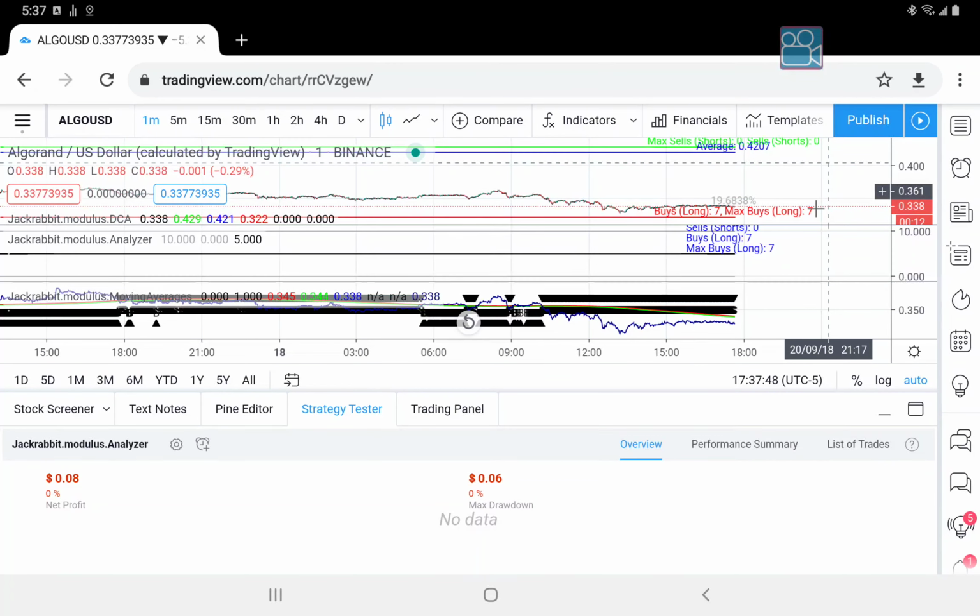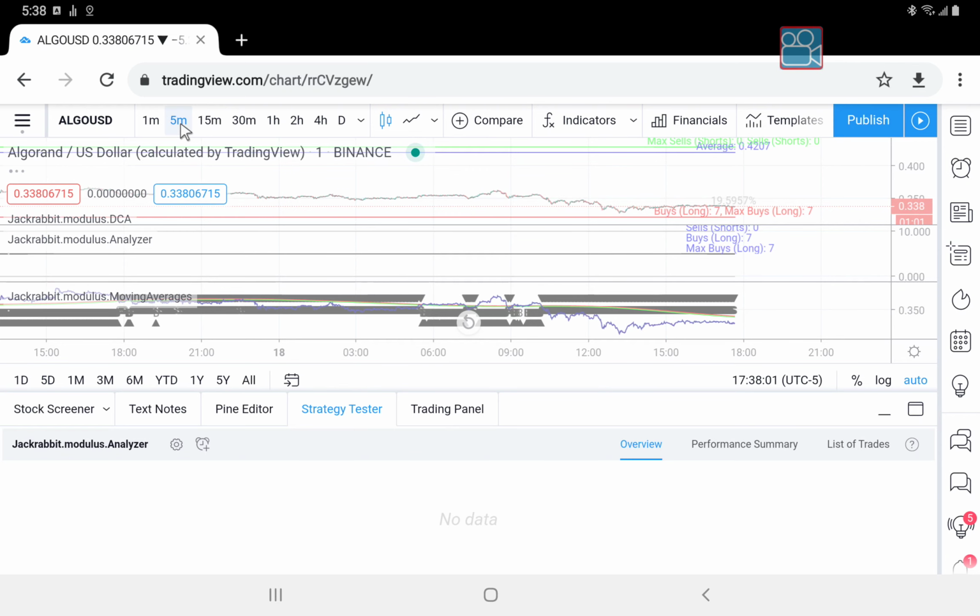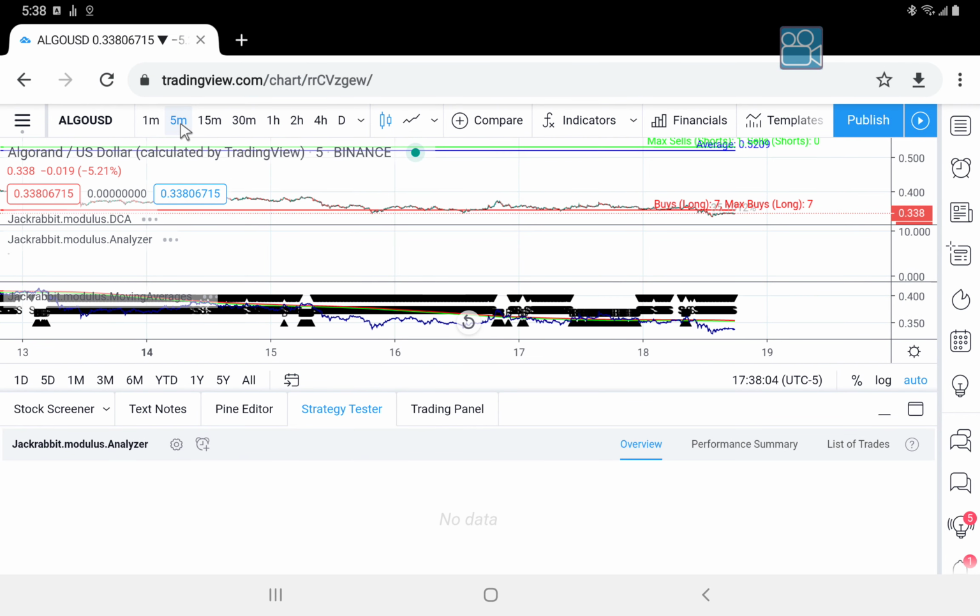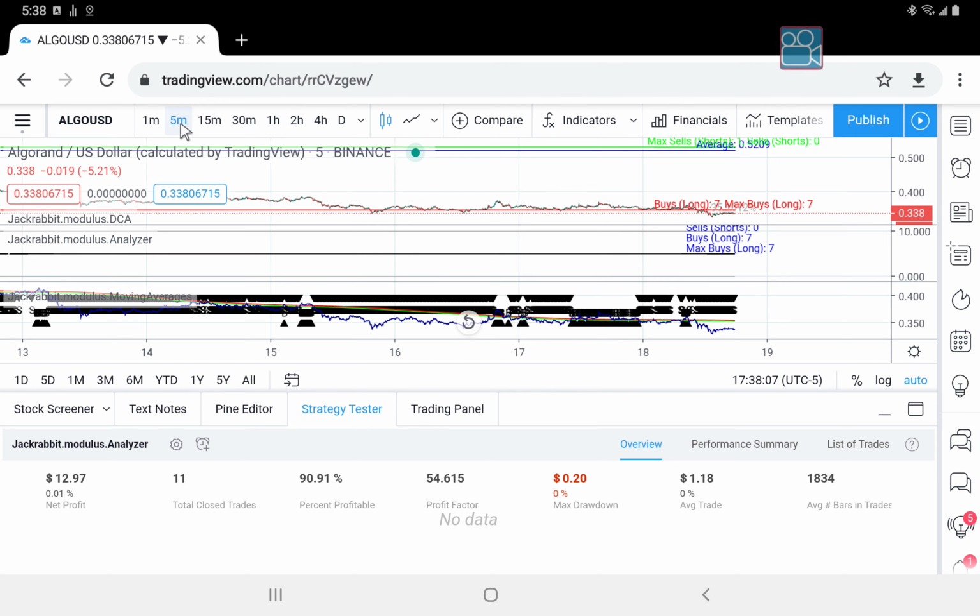Okay, this one says it made 7 purchases. Not enough information for the analyzer to actually work. And that is often very true. So that's where you can go to a higher time frame and extrapolate data. But even in a higher time frame, you don't make many purchases. That's important. And it made $12 for 17 days. It did 11 trades roughly, and it has a 90% accuracy.